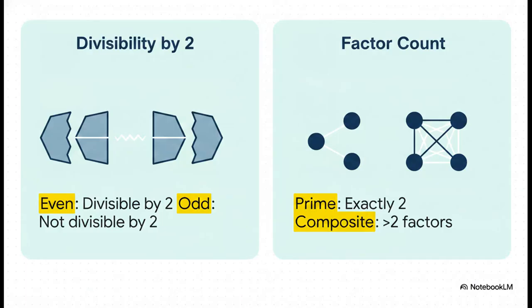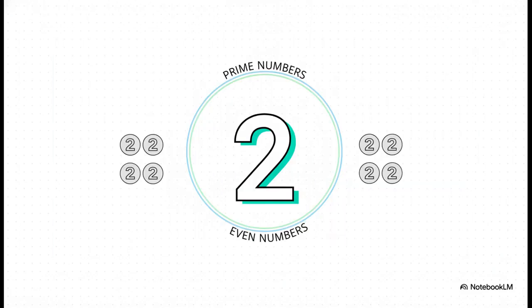This master matrix directly contrasts our rules. And remember, these are 2 entirely different classification systems. Divisibility by 2 strictly dictates if a number is even or odd. Meanwhile, the total factor count dictates if it's prime or composite. Any given number is going to belong to one category from the top pair and one category from the bottom pair.